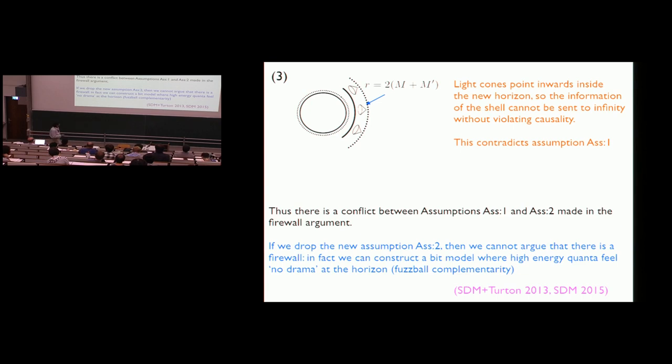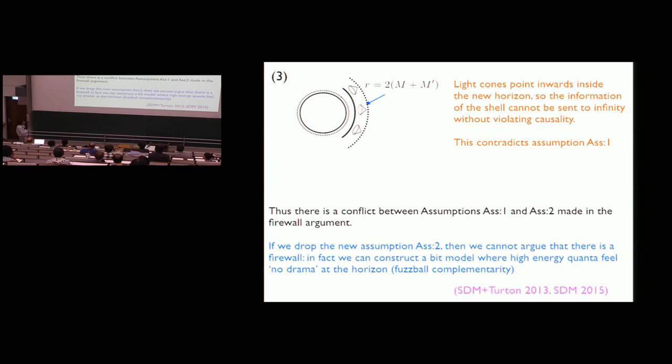So that was the problem with the AMPS argument. If you drop assumption number two, that things can happen here, then you cannot prove that things get burnt, because out here the temperature is not hot. If you go away from the horizon, the temperature of the Hawking radiation drops very quickly. At 1 millimeter from the horizon, the wavelength of the Hawking quanta is 1 millimeter, which is colder than the microwave background out there. So if the new shell forms a new horizon, which is 1 millimeter away from the old horizon, it's colder than outer space.